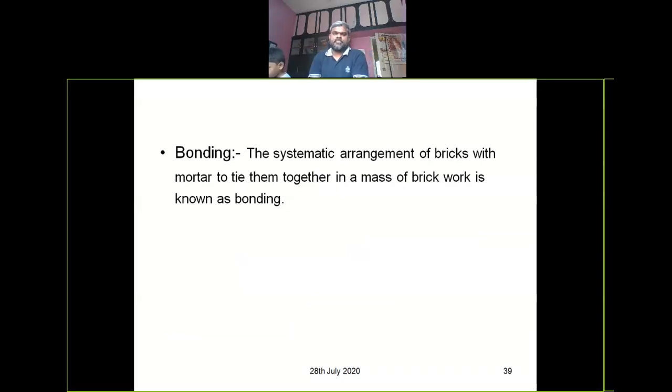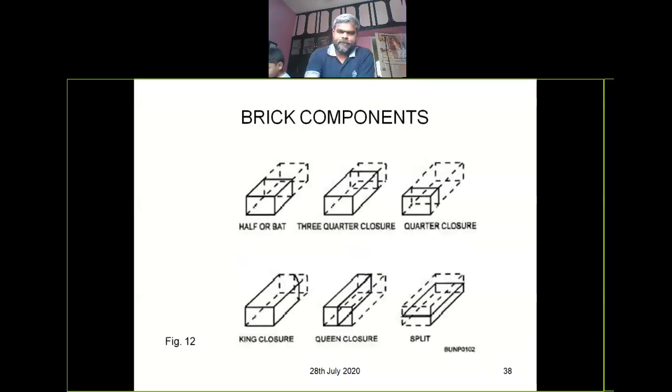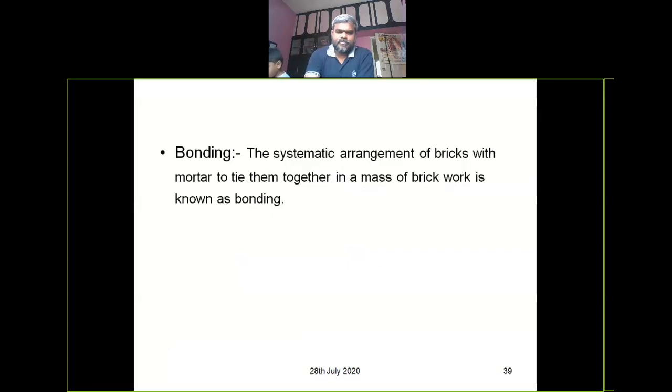Bonding. The systematic arrangement of bricks with mortar to tie them together in a mass of brickwork is known as bonding.